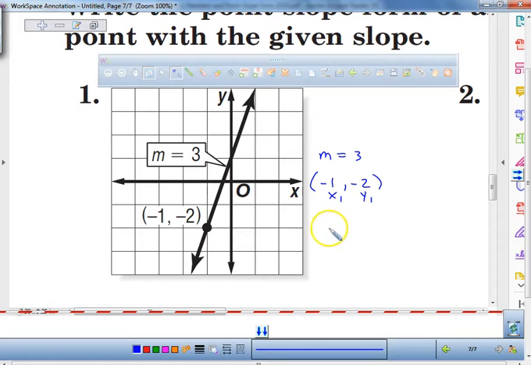Come on. What's our point slope form? y minus y1 equals m parentheses x minus x1. Here we go. What am I plugging in for my y1? -2. When I plug in a -2, what happens to those negatives? Bam. y plus 2. What are we plugging in for our slope? The 3. Boom.